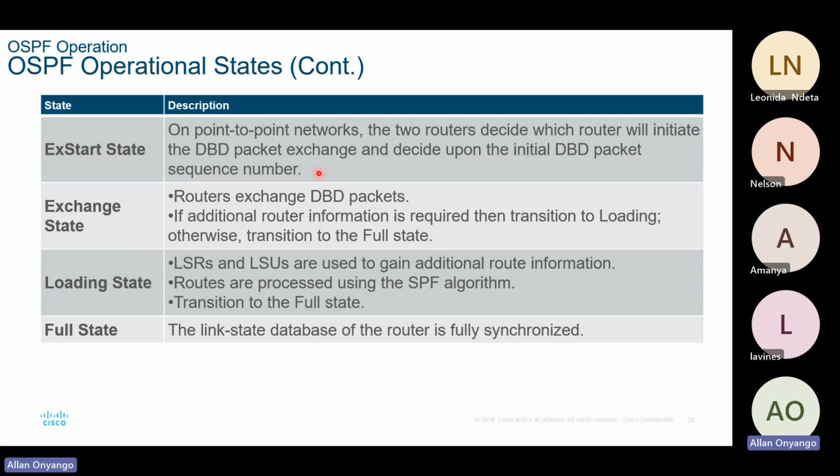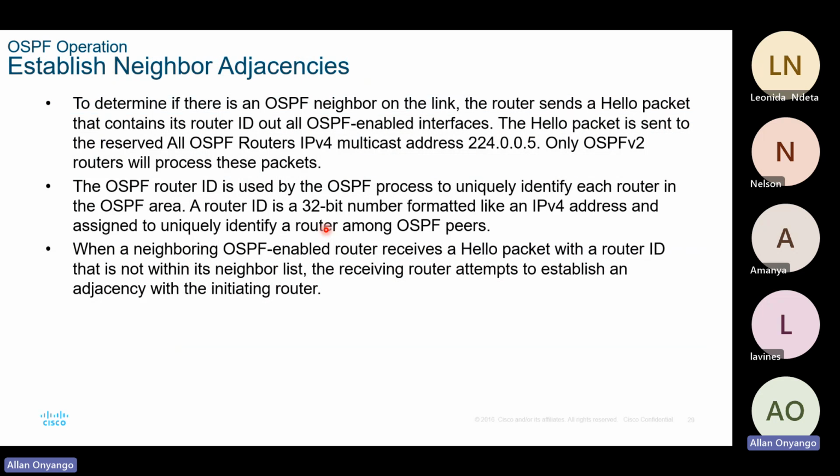Otherwise, if the router doesn't need any information, the router will move straight from exchange state to full state. And at the full state, this is where we've reached a state of convergence. All the routers have now synchronized, they have converged and known about all the other routers within the network. So this state's very, very important.